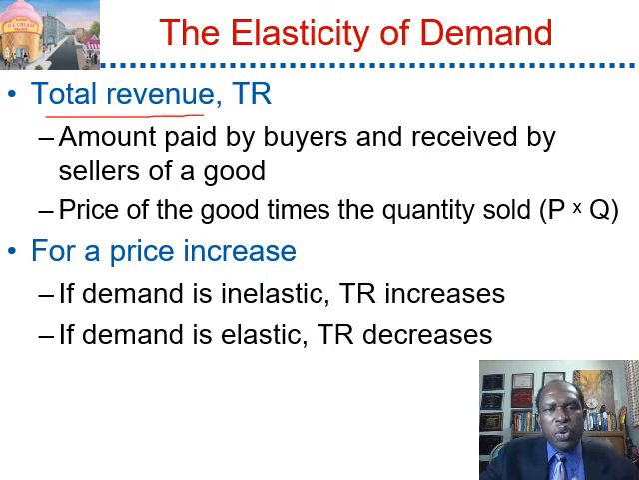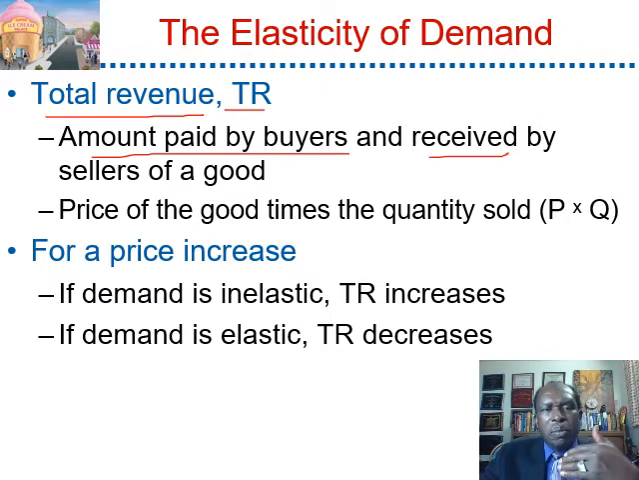So what is total revenue, TR? Total revenue is defined as the amount paid by buyers and received by sellers of a good. Total revenue is equal to the price of the good times the quantity sold, P times Q.